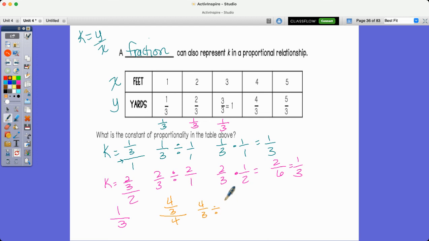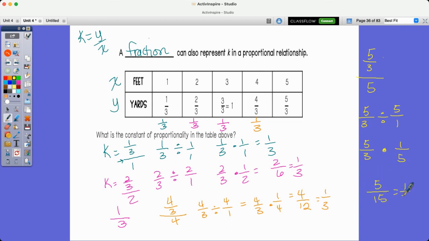Rewrite that. Keep, change, flip, multiply across, simplify. We also get 1/3. I'm going to do this one off to the side. 5/3 divided by 5. Rewrite it as a regular fraction instead of a complex fraction. We're going to keep, change, flip. We get 5 divided by 15, which is also 1/3. So our constant of proportionality in this one is all 1/3. K equals 1/3.